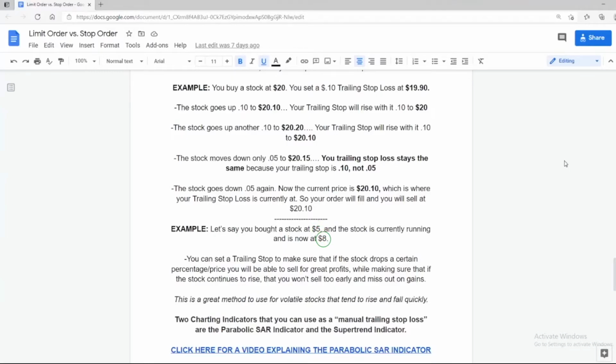You can set a trailing stop to make sure that the stock drops a certain percentage of price. You will be able to sell for great profit while making sure that the stock continues to rise. Well, you won't sell too early and you won't miss out on gains. This is great for volatile stocks that tend to go up and down pretty quickly.